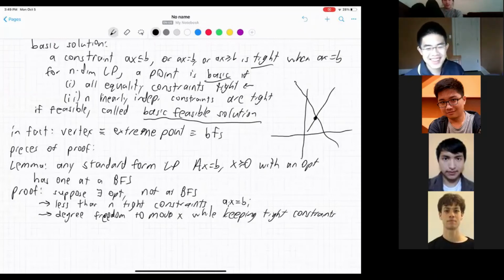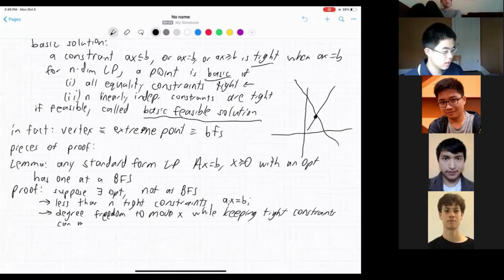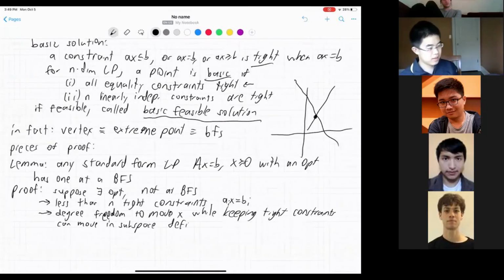So if I have an intersection of n constraints, I get a unique point. But if I have an intersection of less than n constraints, then I get a subspace of the original space. But a subspace has degrees of freedom. I can move in the subspace defined by these tight constraints.